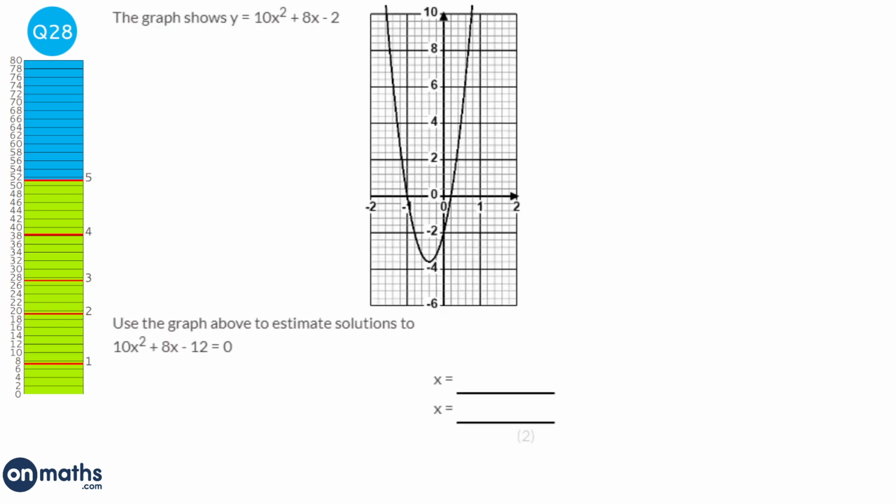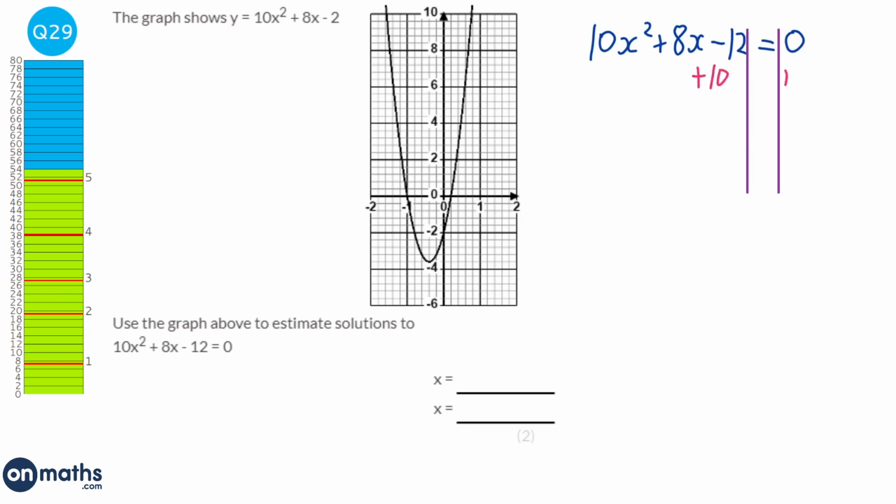What I'm going to start off by doing is rearranging this equation so that it kind of matches this one. So I'm just going to write it down. And we want the n to be minus 2. So what I'm going to do is put my rearranging lines in. And we're just going to add 10 to both sides.